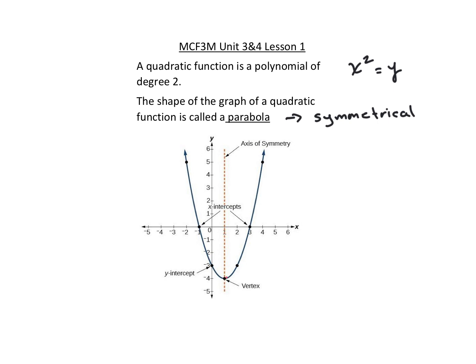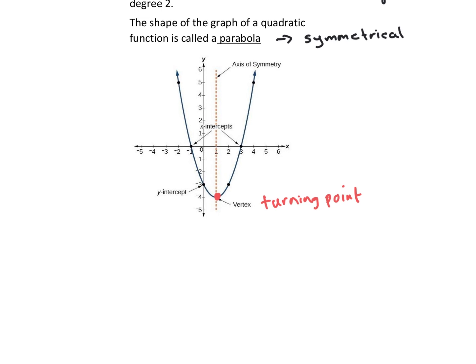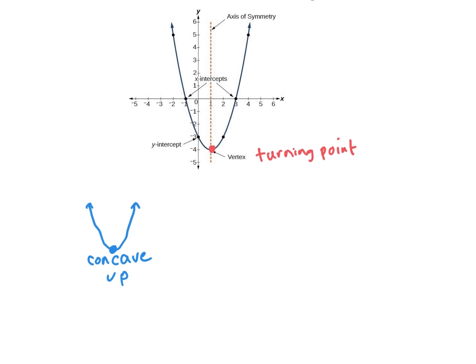One property is the vertex. The vertex is the turning point of the parabola. It might be as it goes down and turns up, or as it goes up and turns down. Thinking about the different shapes, a parabola that opens up is called concave up. You can see that the arms are pointed up, and this graph would have a minimum value. Sometimes the vertex would be called the minimum because it's the lowest point.